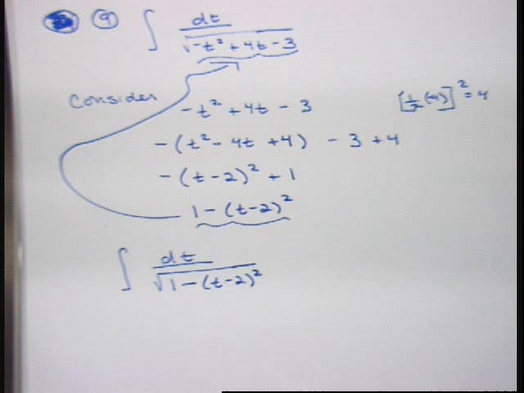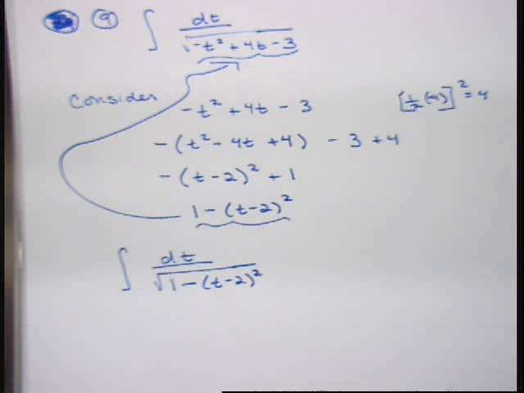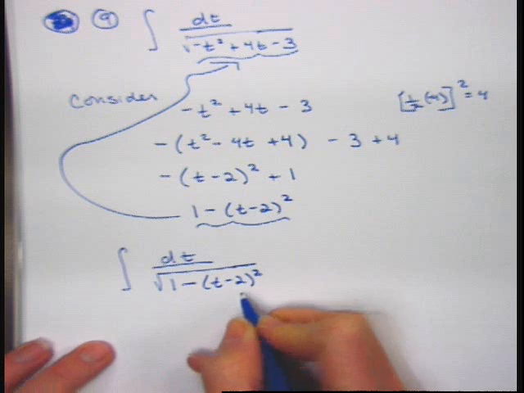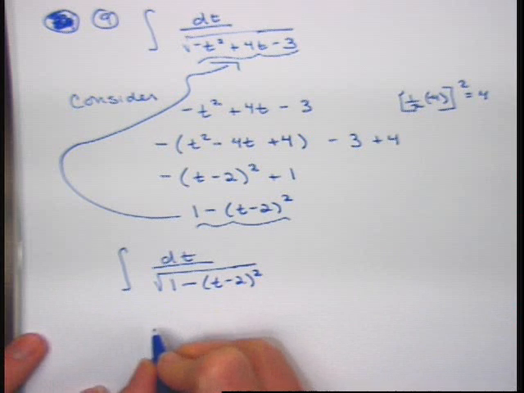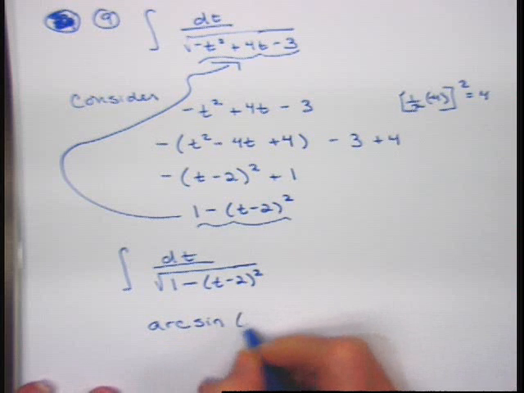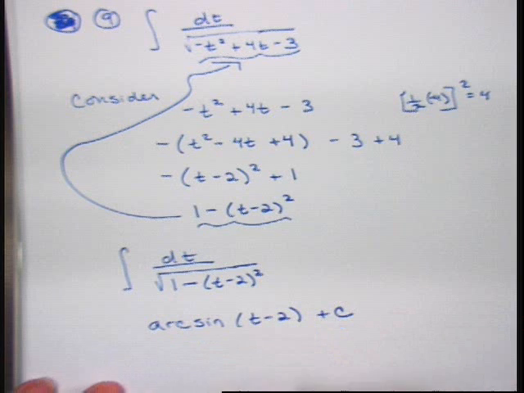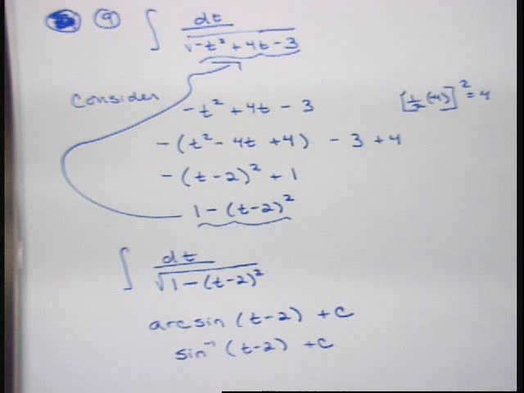All right, and then now you look at your sheet and you see if that looks like anybody. It looks very much like number 16 on the sheet, the arc sine. So I will use the arc sine one, where my a is 1, but my u is t minus 2. But du is just going to be dt, so I'm good to go. I don't have any numbers in front or anything. So this is going to be arc sine, which you can write as arc sine or sine to the negative 1, of t minus 2, plus c. I don't know if the computer likes arc sine or sine to the negative 1, or whether it knows the difference. Does it know both? Okay, good.